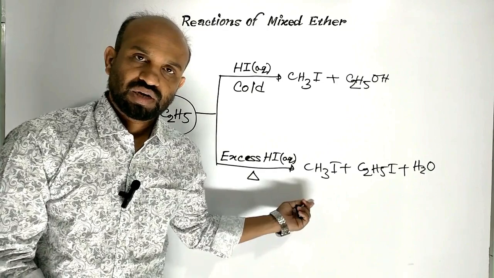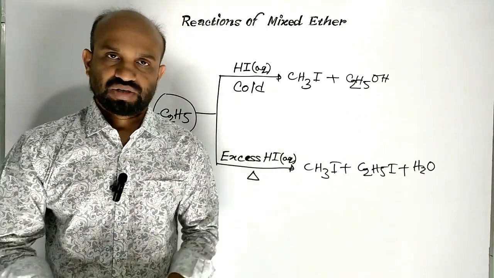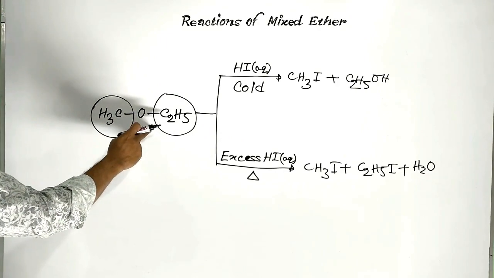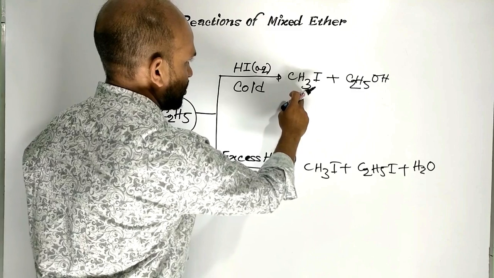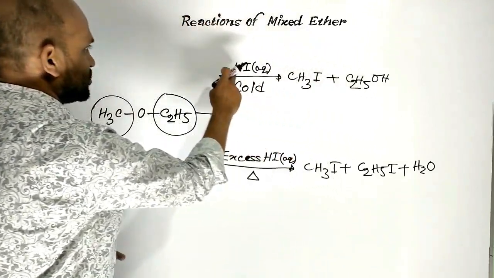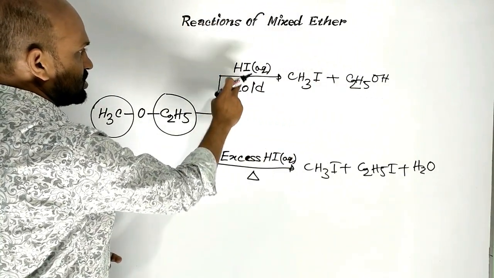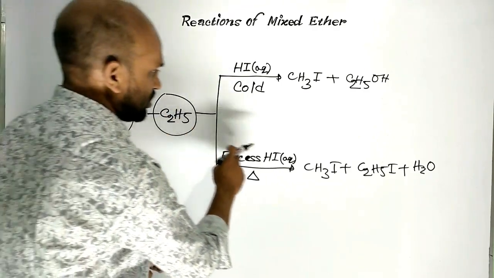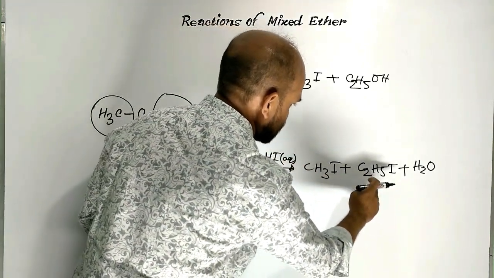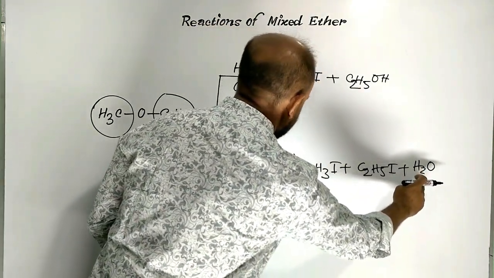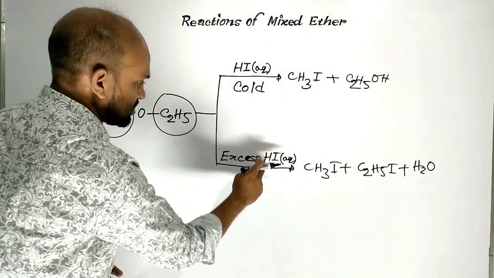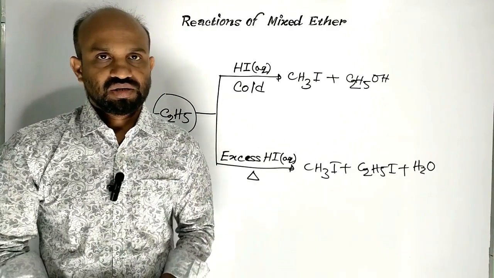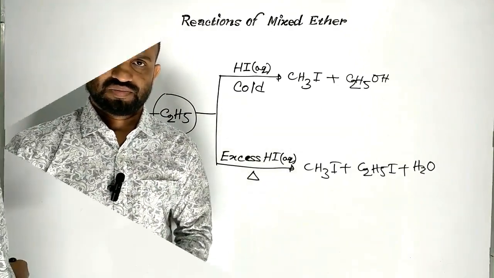So two kinds of reactions in two conditions. That is to say, methoxyethane forms methyl iodide and ethanol reacting with hydroiodic acid in cold condition, but methoxyethane forms methyl iodide, ethyl iodide, and water reacting with excess hydroiodic acid in hot condition. Now let us see mechanism of the reactions.